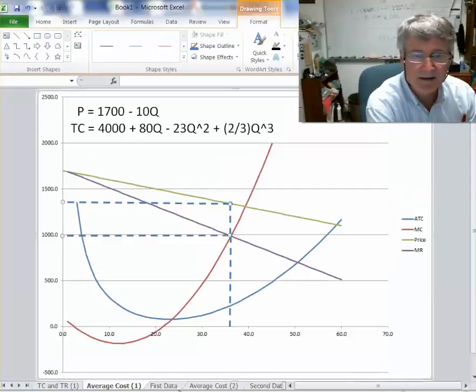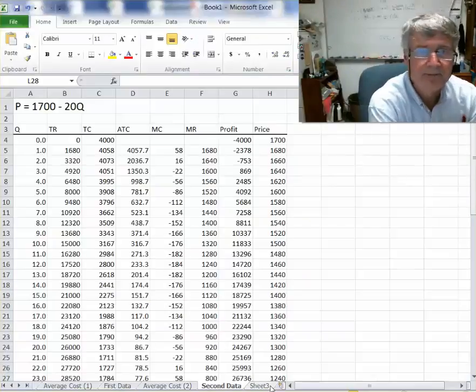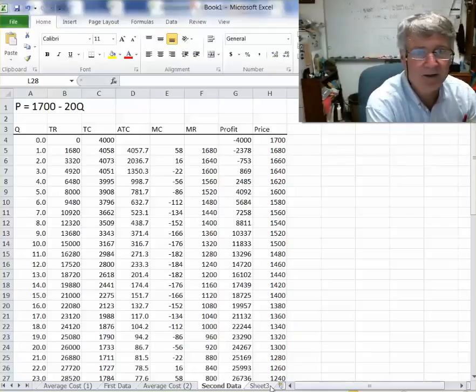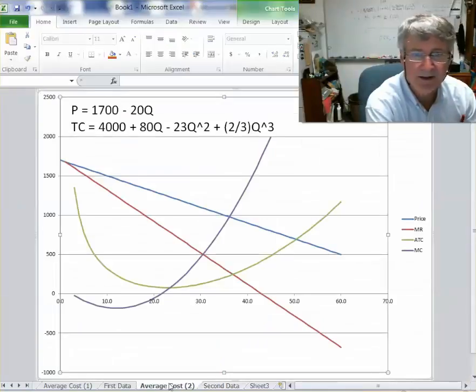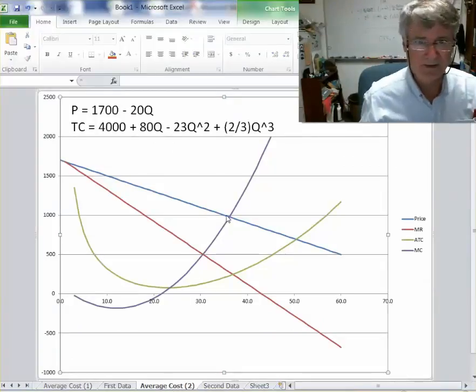And the data looks like that. Here's the data. So if you're working this to make sure you can do it, your data should look like that. All the numbers are the same except total revenue will be different, price will be different, marginal revenue will be different, and of course profit will be different. All the cost functions would be the same. So then I went ahead and plotted those. I didn't plot the total cost and total revenue functions, but I plotted the average cost curves. And now they look like this. The demand curve is twice as steep.